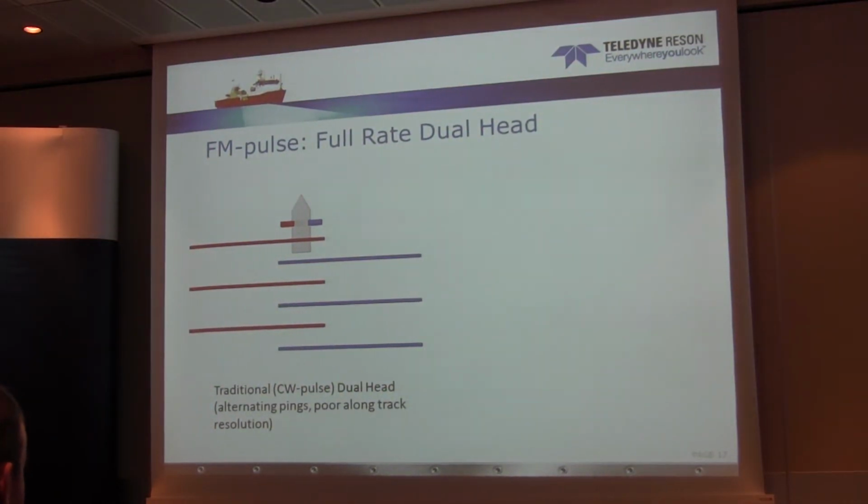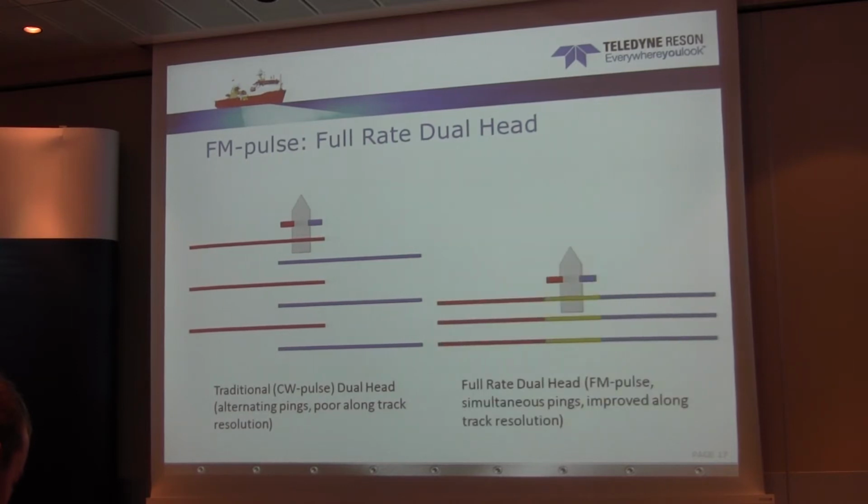The other use of the FM pulse is for a full rate dual head. In your standard situation with the CW pulse, you would have what we call the ping pong effect. One head pings, and then the other head has to wait until the first head finishes pinging and listening, receiving data, and then the other head can ping. So your along track resolution is basically halved. You can only achieve it near nadir where the two swaths overlap, and you skip a ping every time. By using full rate dual head, it can discriminate which echoes come from which sonar head, so you actually have the same along track resolution across your whole swath. And that's maybe the issue you were talking about, going in CW mode or dual head and losing your ping rate.